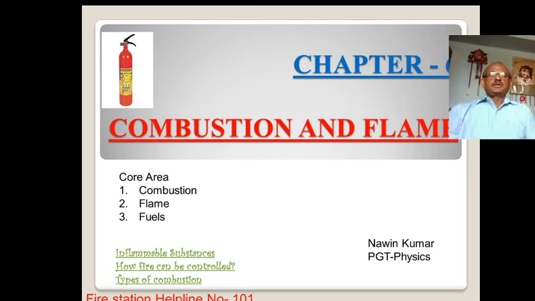Hello children, we are discussing chapter 6, combustion and flame. In this chapter we have learnt about what is combustion, ignition temperature and conditions for combustion. Now today we will discuss inflammable substances, how fire can be controlled and types of combustion.